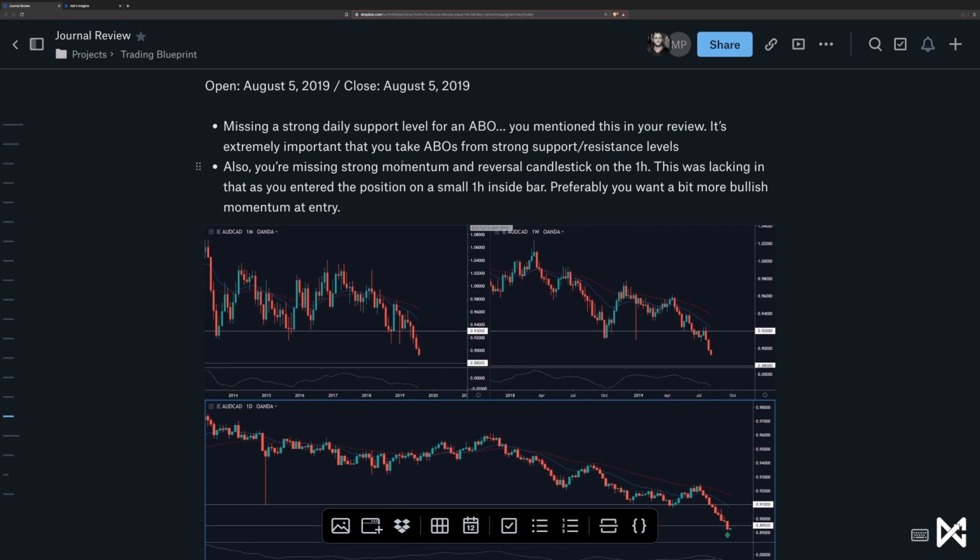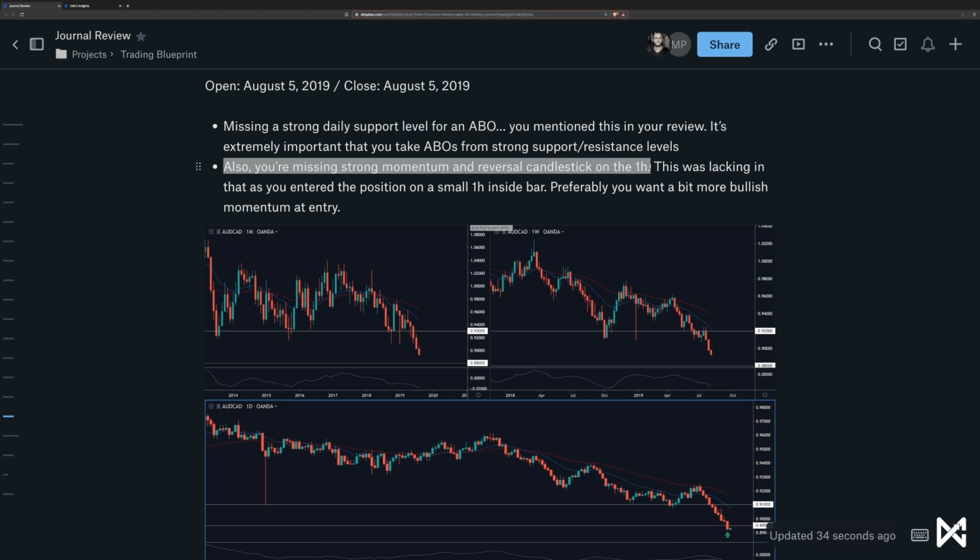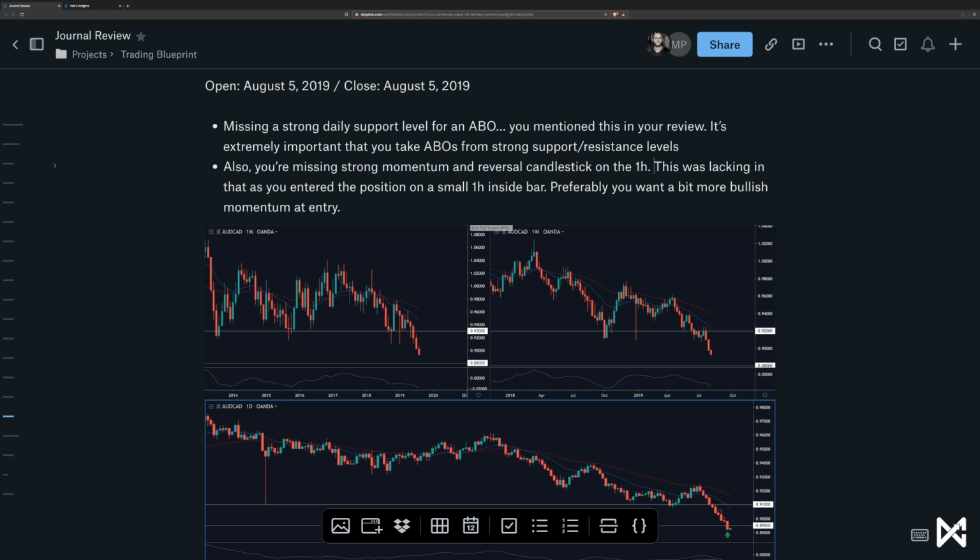Also, you're missing strong momentum and a reversal candlestick on the 1 hour. This was lacking, as you entered the position on a small 1 hour inside bar. Preferably you want a bit more bullish momentum at entry. This is also a must. It's a mandatory criterion for an ABO. Both mandatory criteria for ABOs are missing: major support, and momentum and candlestick formation.